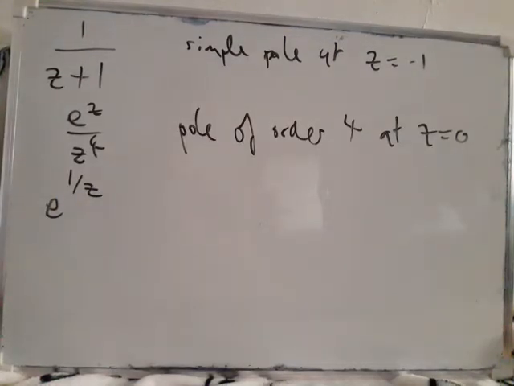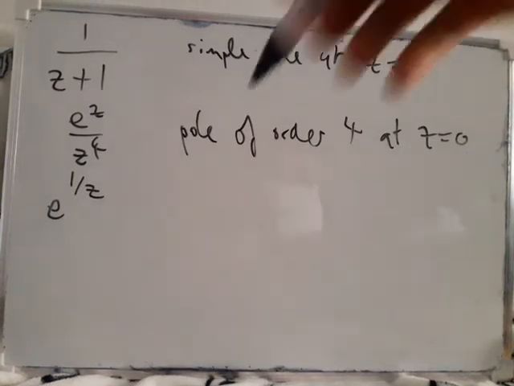Okay, we obviously have a problem at 0, but it really depends whether z tends to 0 from the left or the right. If z is negative and tending to 0, then you'll end up with e to the minus infinity. If z is positive and tending to 0, you'll end up with e to the plus infinity. So it doesn't have a definite limit as z tends to 0. So that suggests it's going to be an essential singularity.